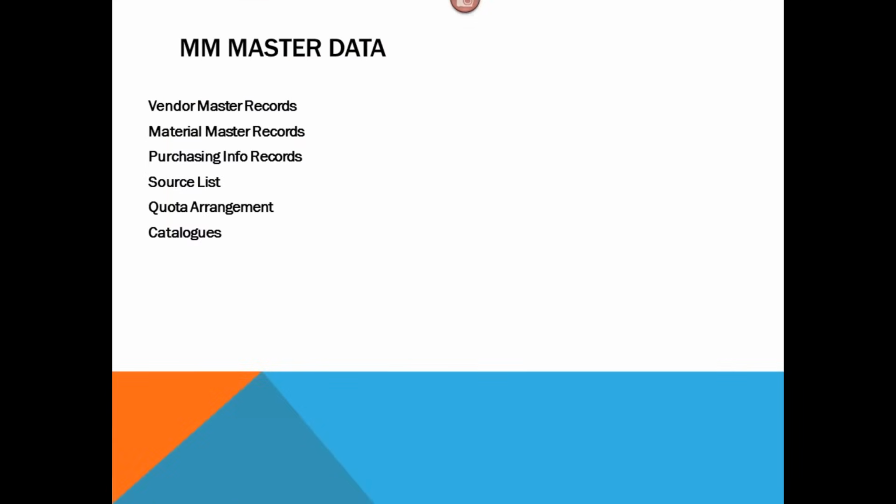Then in MM master, we have basic vendor master record setup, material master, purchasing info record, source list, quota arrangement, catalogs. Have you worked on any source list or quota arrangement? No, sir. Okay, see, these are all basic records, and quota arrangement is nothing but you can divide your procurement among multiple vendors with quota allocation. Suppose you have 10 vendors for one particular material, or the product line is multiple product lines. On those 10 vendors, you can allocate 5%, 10%, 20%. Whoever is giving you the best rate, best price and quality, you can allocate more business to him. So the quota arrangement will help you identify your vendor allocations.